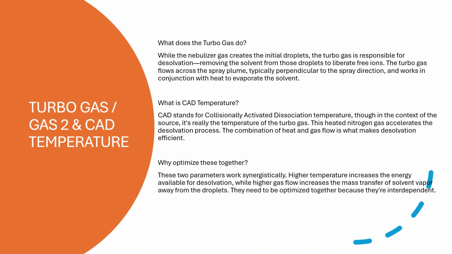Now let's discuss the turbo gas, also called gas 2 or desolvation gas, and its close partner, the CAD temperature or source temperature. Now what does the turbo gas do? While the nebulizer gas creates the initial droplets, the turbo gas is responsible for desolvation, removing the solvent from those droplets to liberate free ions. The turbo gas flows across the spray plume, typically perpendicular to the spray direction, and works in conjunction with heat to evaporate the solvent.